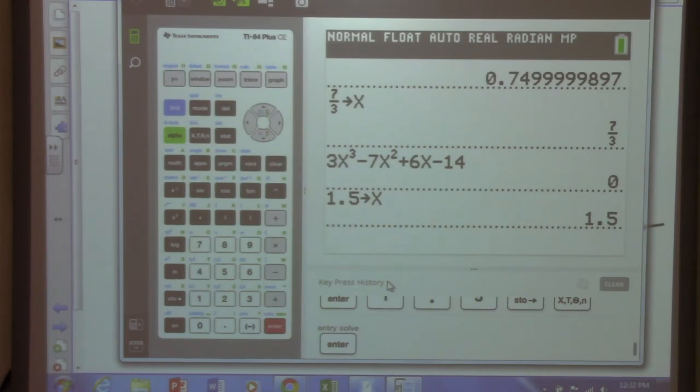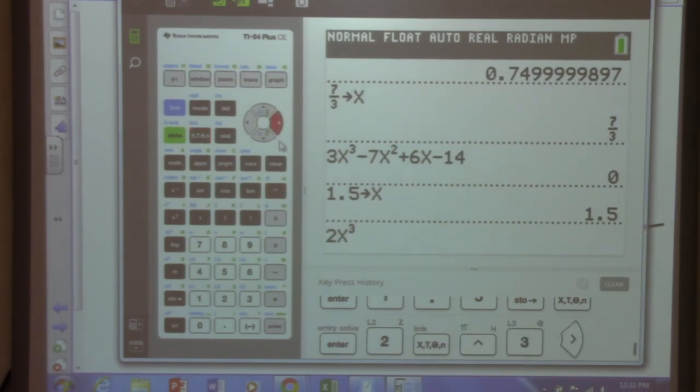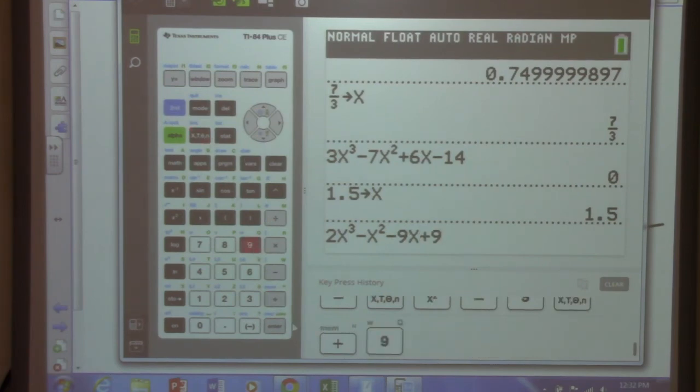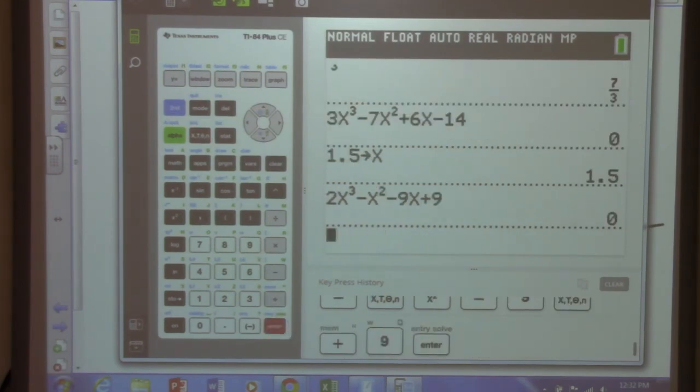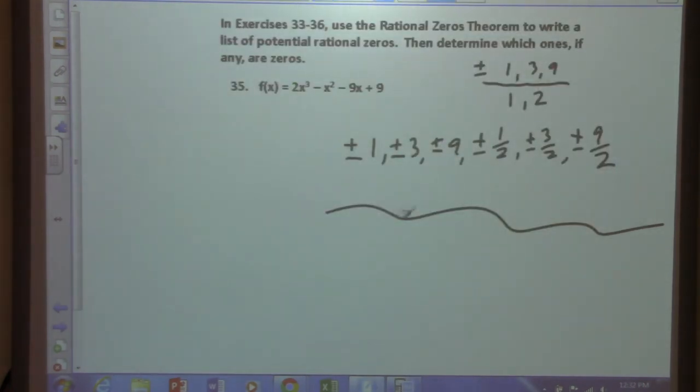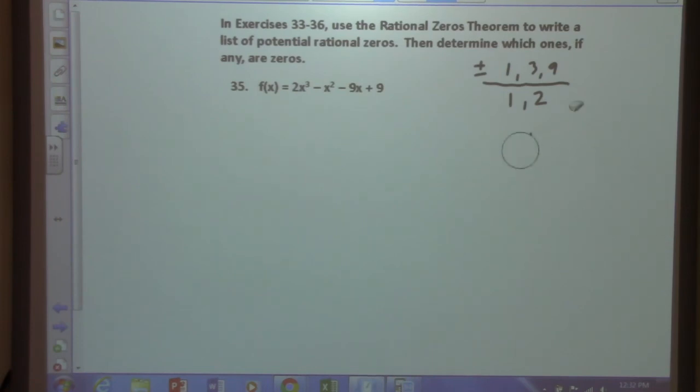So we get 2x cubed minus x squared minus 9x plus 9. Zero, okay. All right, thank you, Robert. Appreciate that. Go ahead and work on number 36, and I will choose somebody for that. We're about out of class time.